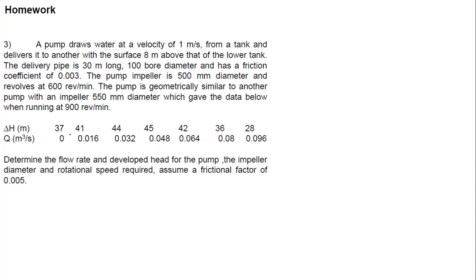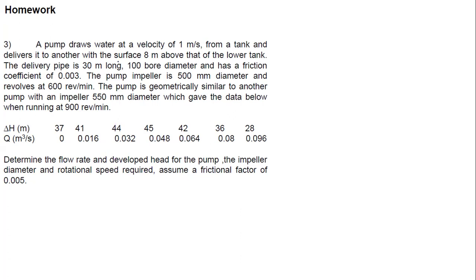Now they want us to determine the flow rate and the developed head for the pump, that is, the impeller diameter and rotational speed required, assuming a friction factor of 0.005. In this case, we are focusing on pump number 1. We need to determine the flow rate and developed head for pump number 1. In order to do that, we're going to apply affinity laws so that we can solve this question.